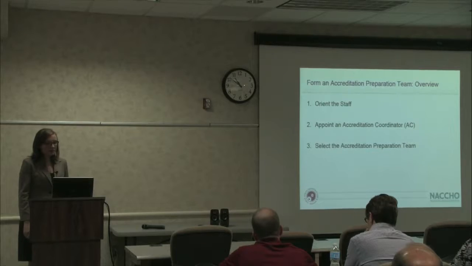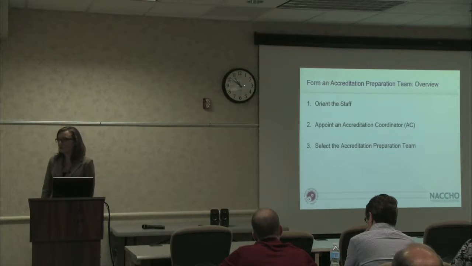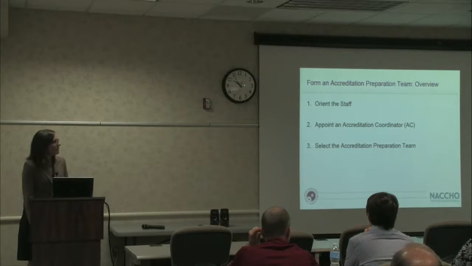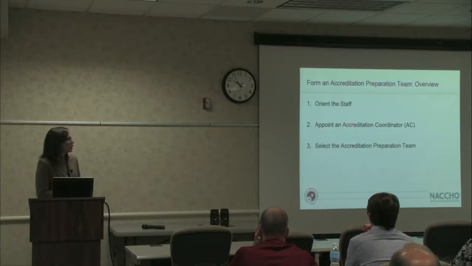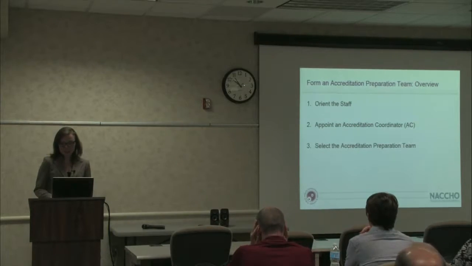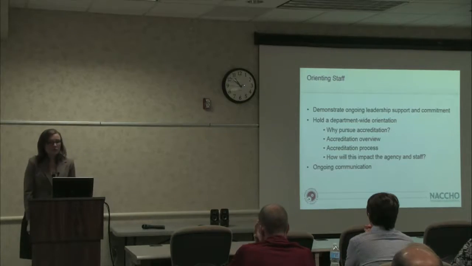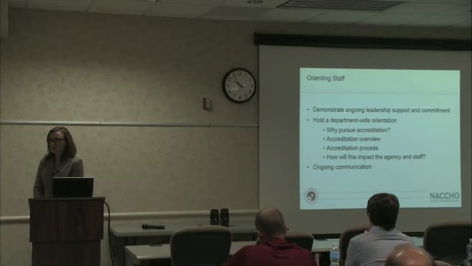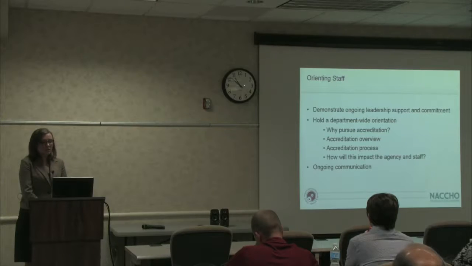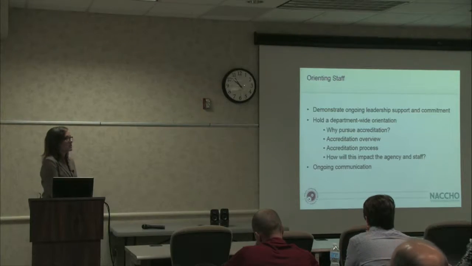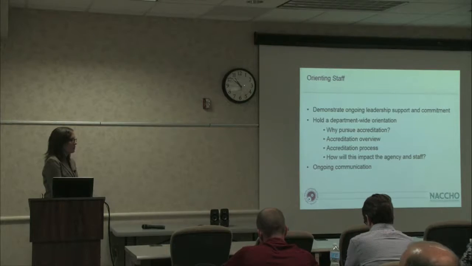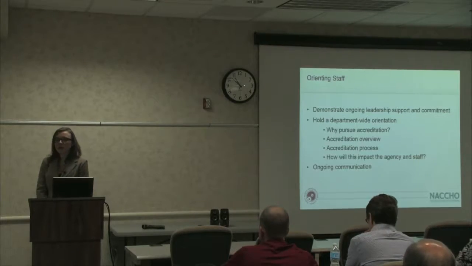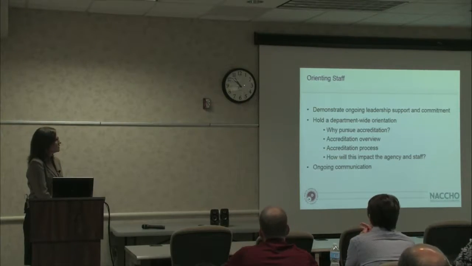So when you're getting ready to develop your accreditation team, which most of you are probably here because you are on these teams, you are probably familiar with the fact that you have to orient the staff to this concept. You have to pick an accreditation coordinator and then select the team. Why do we orient staff? We orient them to demonstrate that there's leadership support for this. The biggest thing that we see for health departments that successfully conduct quality improvement and apply for accreditation is you need 100% leadership support, and if it's not there, it's just going to slow down the process significantly.